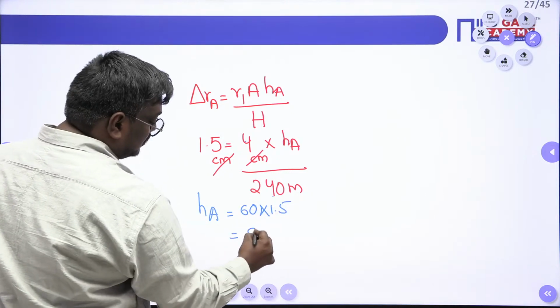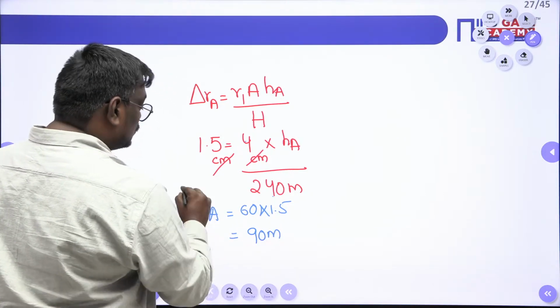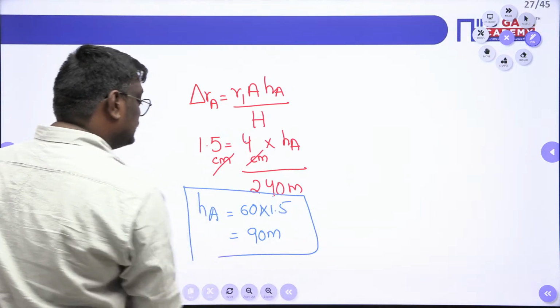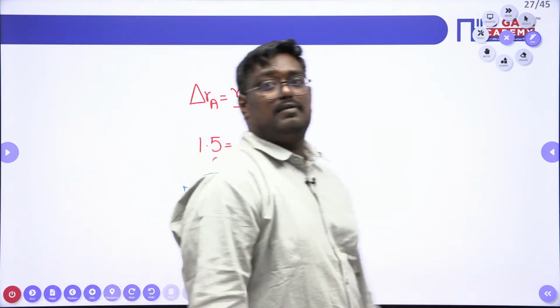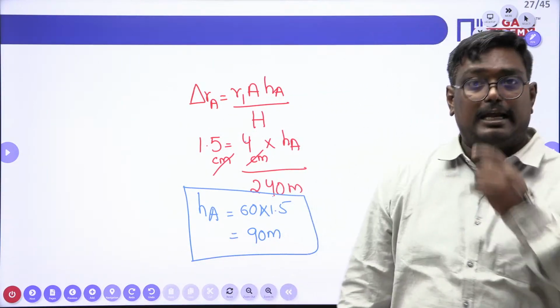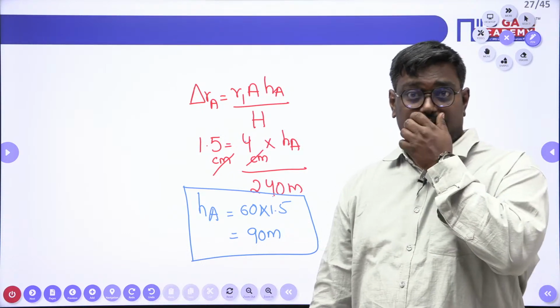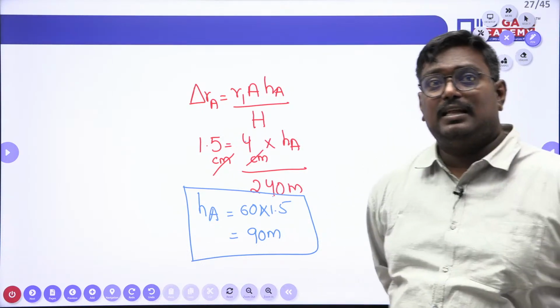Any doubts in this, my dear students? So the height of tower A is taken as how much? The height of tower A will be taken as 90 meters. Is this clear for everyone, my dear students?